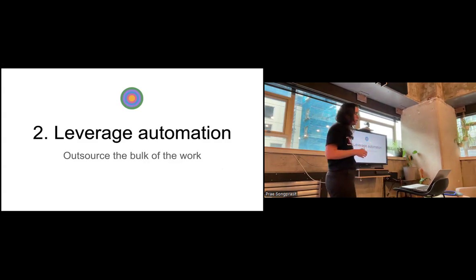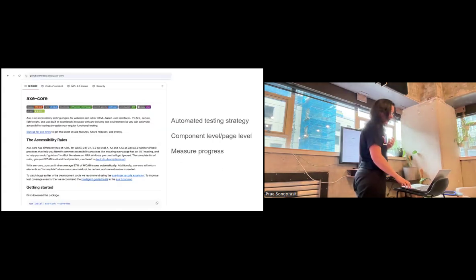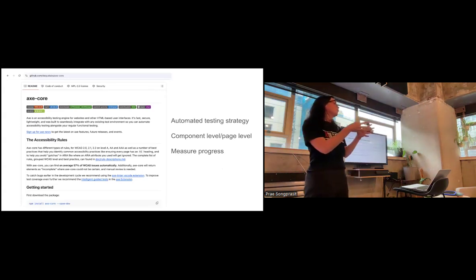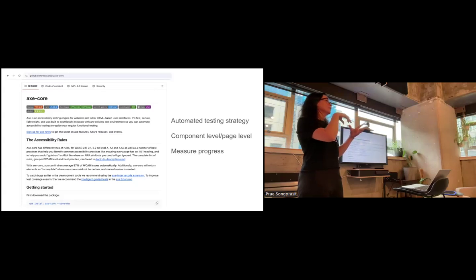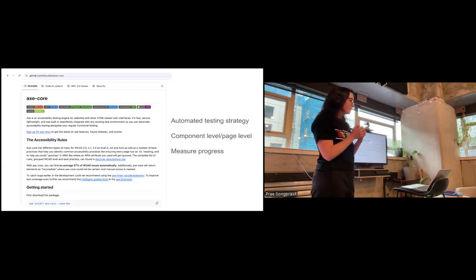Leveraging automation, so outsourcing the bulk of the work. Again, doing as little as possible. One of the key tools, you might have heard of it, is axe-core. It's an API developed by Deque Labs, and that's the core API for establishing automated testing in your app. You can wrap your components in an assertion that says, is this accessible? Whatever your stack might be, you'll probably be able to find a tool based on this core API that will help you to do that.